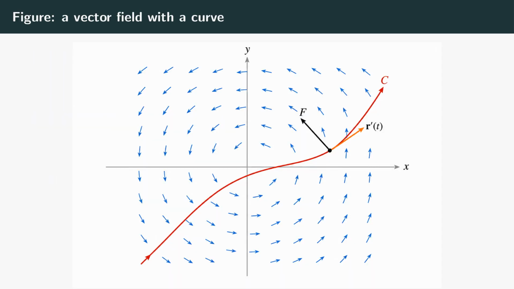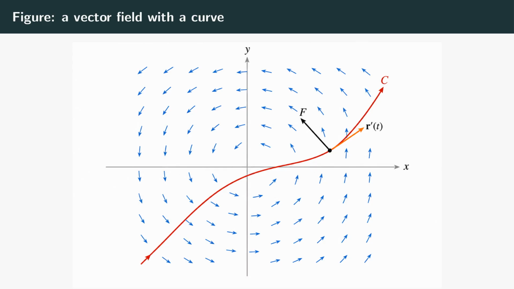Here is the geometric picture. The blue arrows are samples of a vector field on a grid, in this case the rotational field, the vector negative y, x, suggesting a counterclockwise swirl. The red curve C threads through that field from lower left to upper right. At each point on the curve, 2 arrows meet: the field F, evaluated at that point, black, and the tangent vector r prime of t to the curve, orange. The line integral measures the alignment between them, integrated over the trip.